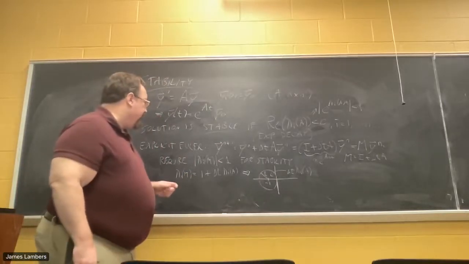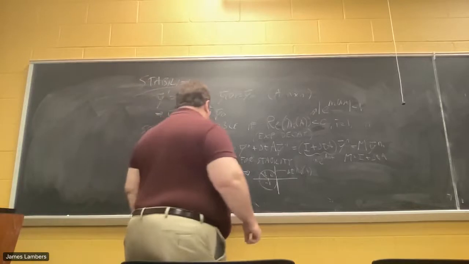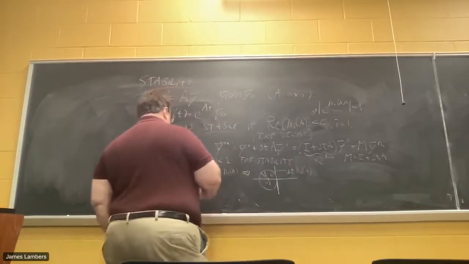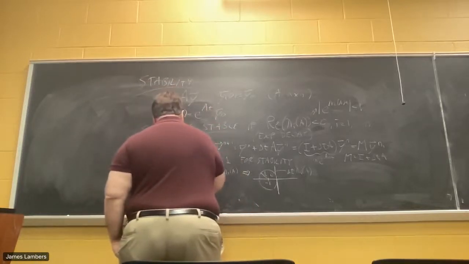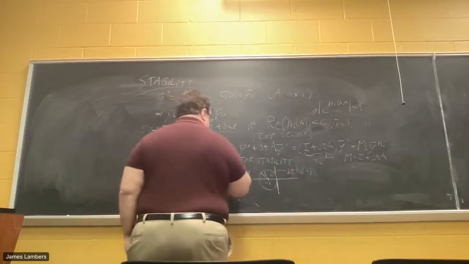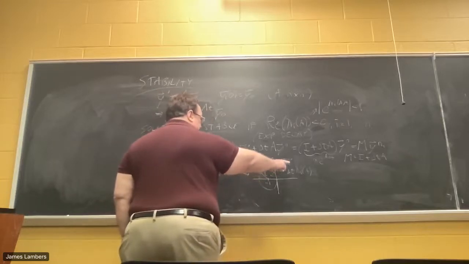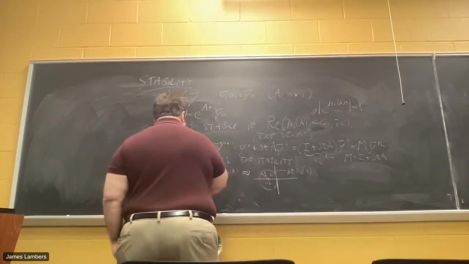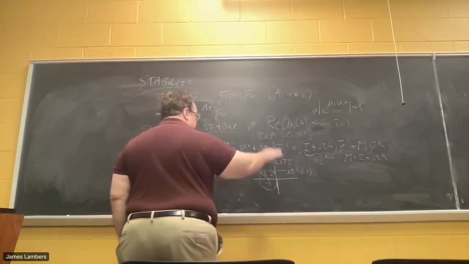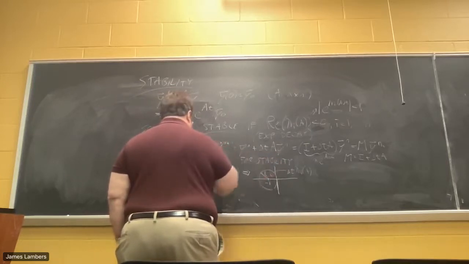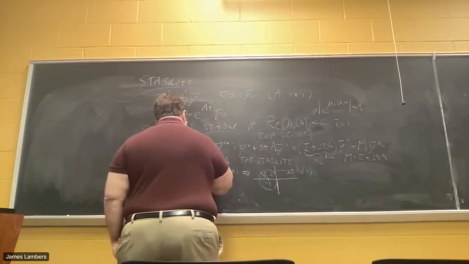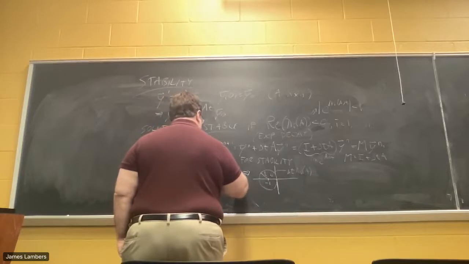So because of this constraint that delta t times lambda has to fit within this disk, delta t has to be small enough for all these products to fit. We say that explicit Euler is conditionally stable.